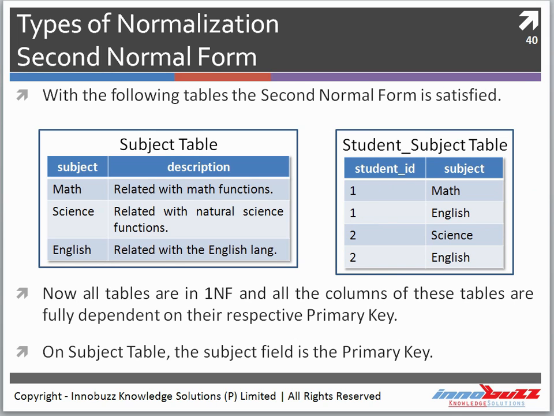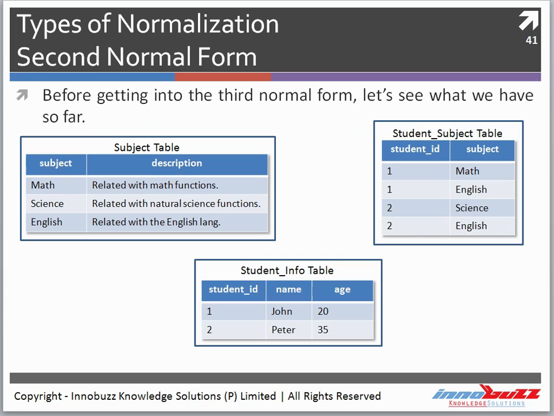Now, the student subject table is divided into two tables, subject and student subject. Now subject has each definition with no redundancy vertically. Here's a summary of the tables we have so far. We have the subject, student info, and student subject tables.